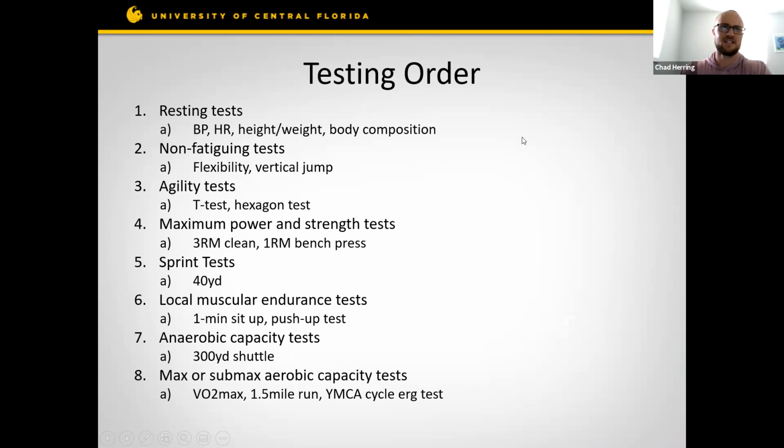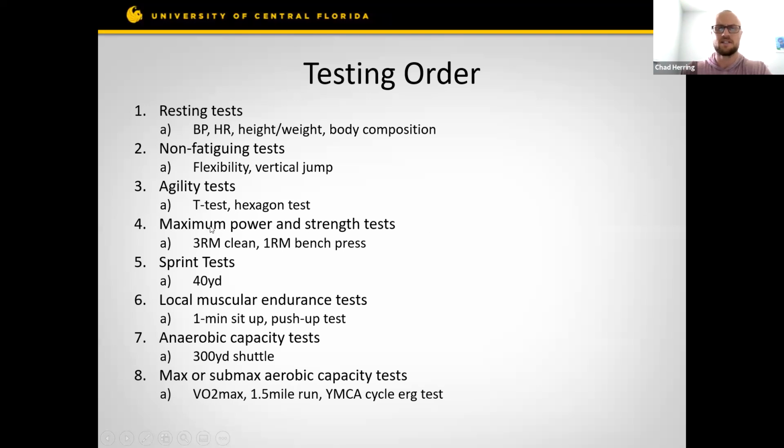And then finally, testing order. I know there's a lot of writing on this, but these are just examples of the testing order. So testing order, we do resting tests first, obviously, because they're the easiest ones where we don't have to do anything. We're actually resting. Then non-fatiguing tests. Then we have agility tests, such as a T-test or hexagon test. So basically where we need a lot of central nervous system activity, followed by maximal power and strength tests.